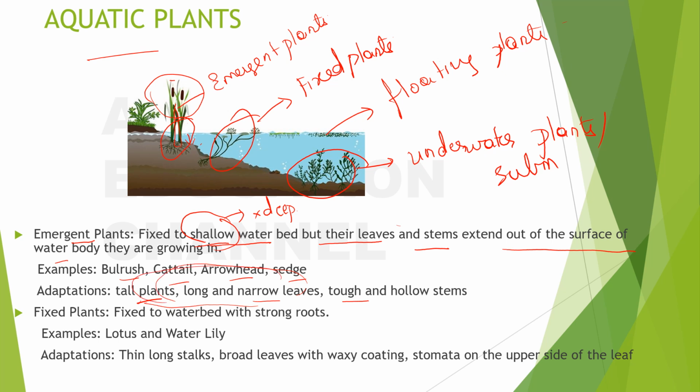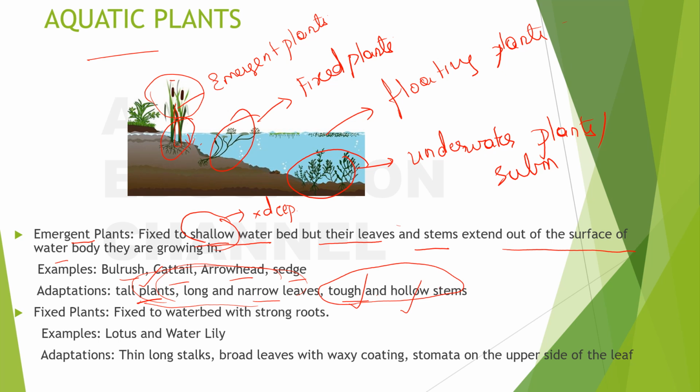there will be so many strong currents in the water, right? They have so many strong currents, and in order to have less resistance, the plants have adapted in a way that the strong currents won't harm them. Okay, so they have developed tall structures and have long and narrow leaves. And how about the tough and hollow stems? They have to be tough because there will be a lot of strong winds, currents and all that. So tough is important. And they have hollow stems, okay, for this purpose.